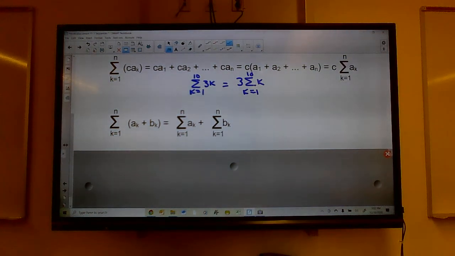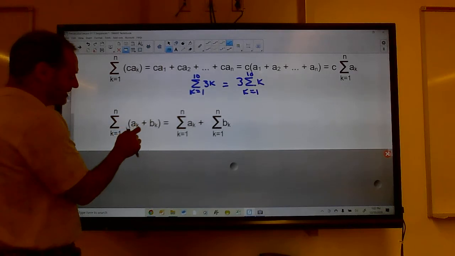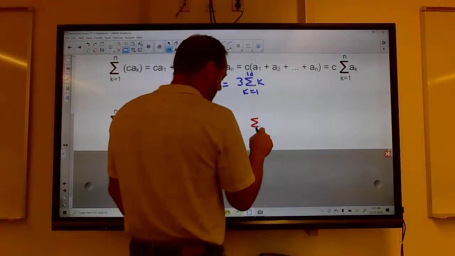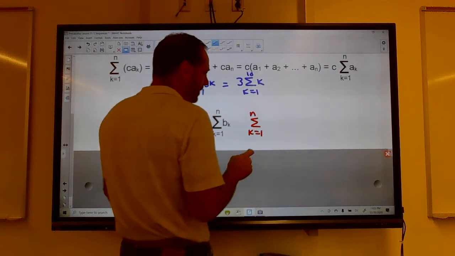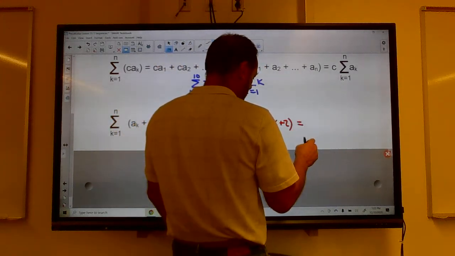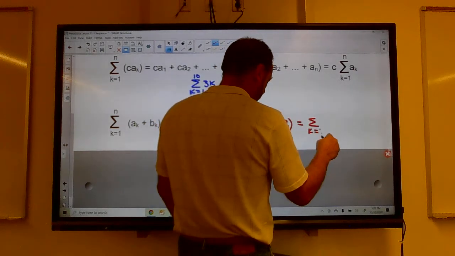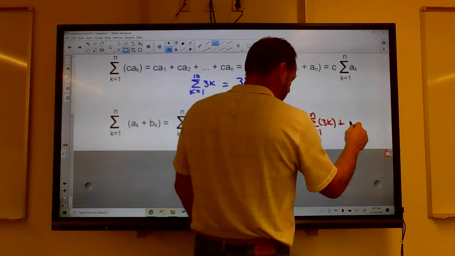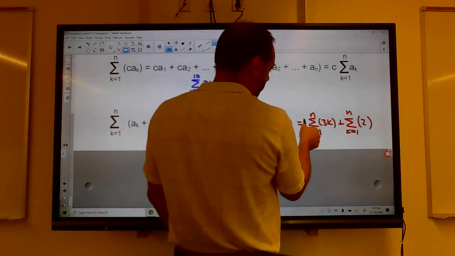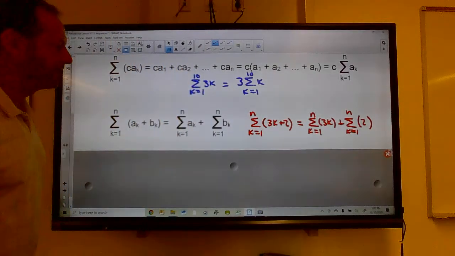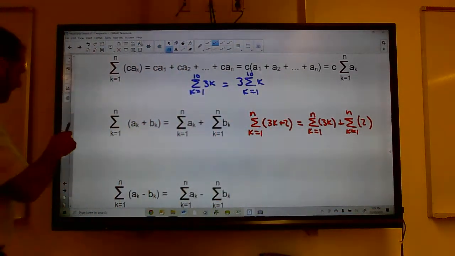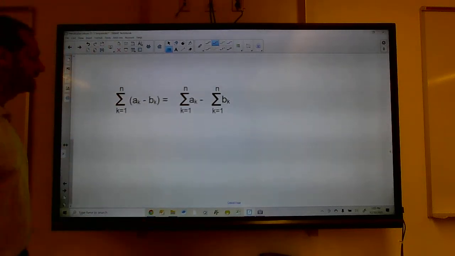The sum from k equals 1 to n of a sub k plus b sub k, I can break apart, do the sum of this and the sum of this, and then just add those together. So if I had, for example, the sum from k equals 1 to n of 3k plus 2, I could make this the sum from k equals 1 to n of the 3k's plus the sum from k equals 1 to n of the 2s. This would be 2n, and in this one I could factor the 3 out, figure out what the sum of the k's would be, and multiply it by 3. Same thing with minus, it works the same way. Just subtract them, that's the only difference.